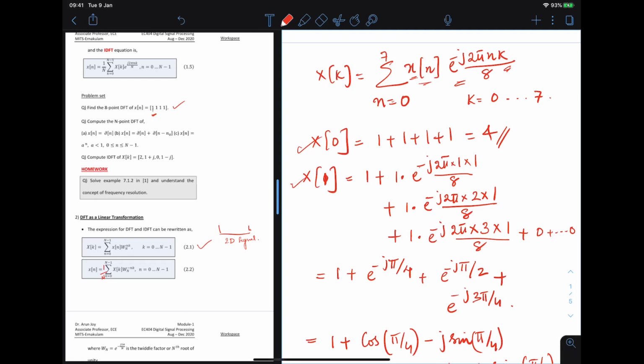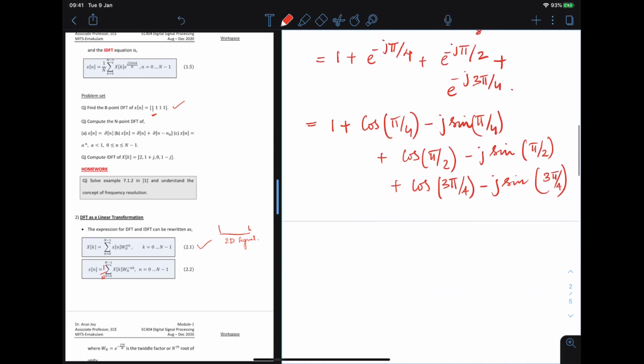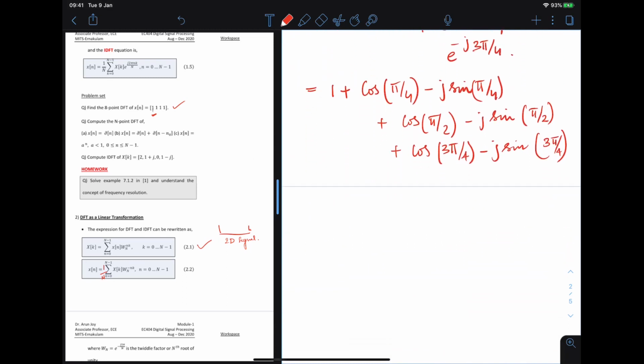So in this case, X of 0 is a real number. So the magnitude of X of 0 is going to be 1 and the angle is going to be 0 in this case. So the final answer is left as homework.